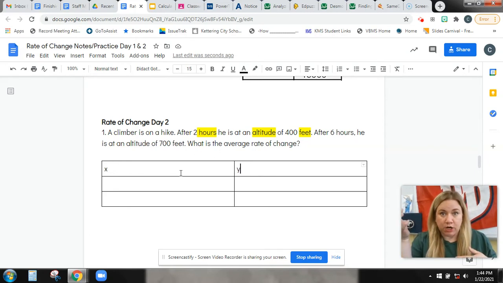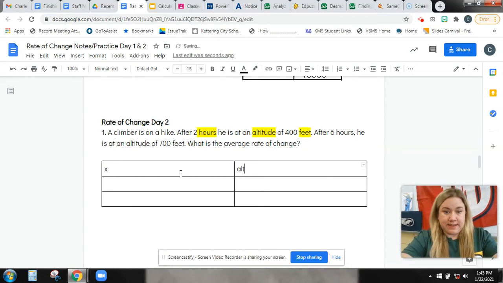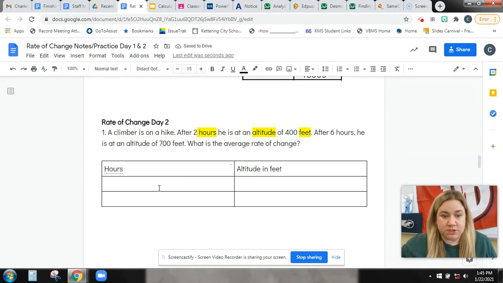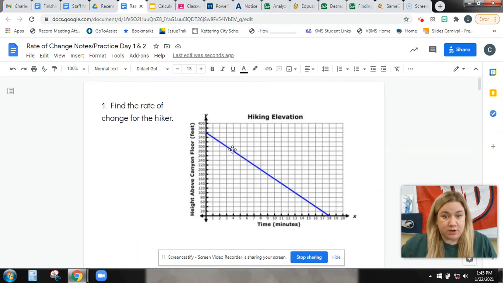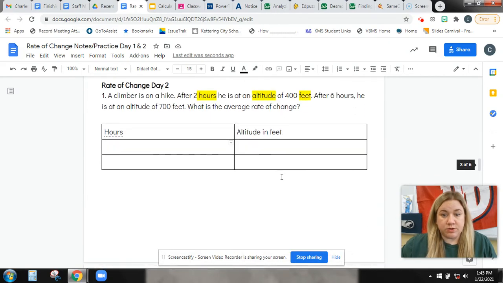At a certain hour, I'm at a certain altitude. Just because it's the third hour in my hike doesn't automatically put me at a specific altitude. So my dependent is altitude in feet, and my independent is hours. Then I'm going to make a table, or you might be more comfortable with ordered pairs. Up here you were doing tables and graphs, and we could pull ordered pairs off that graph. So we're doing the exact same thing.